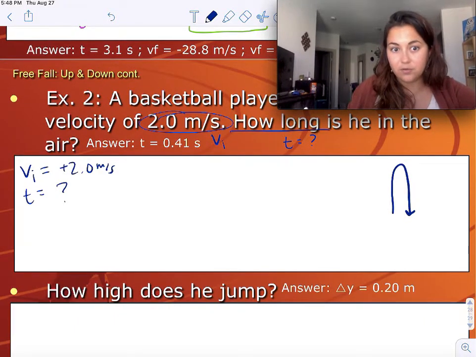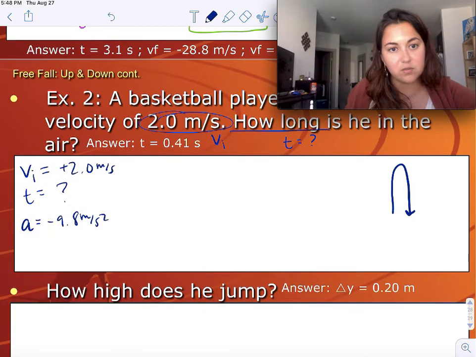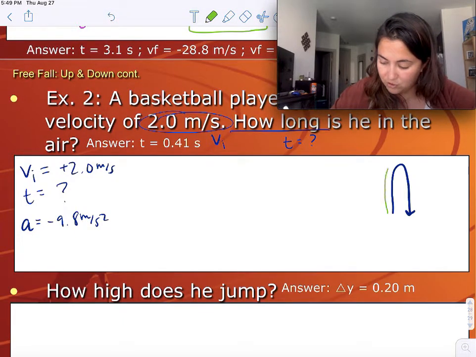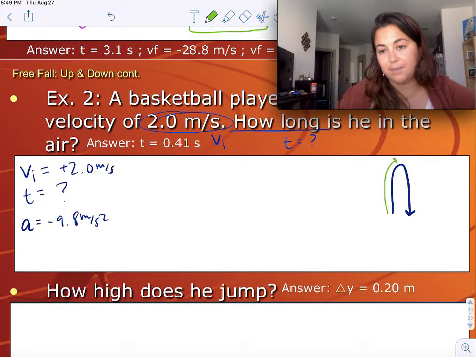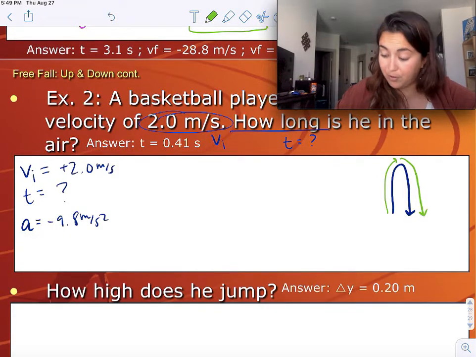So he jumps up in the air and comes back down. He's still on Earth. Gravity is still affecting his motion and accelerating him at a rate of negative 9.8 meters per second squared. So I can always assume that as long as gravity is affecting the motion of the object. Now there's a couple of different ways you could solve this problem. How long is he in the air? I am not looking for just that time like I was in the last problem. I am looking for the whole thing. But it can be perfectly split in half because it is symmetrical.